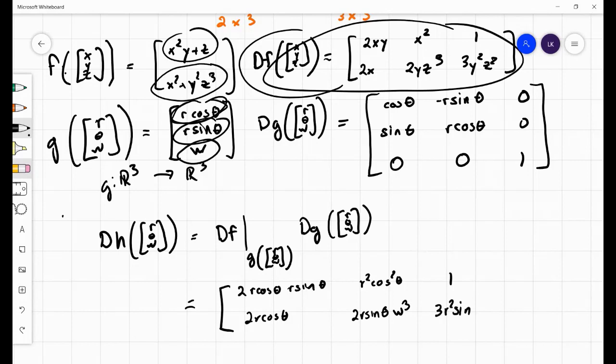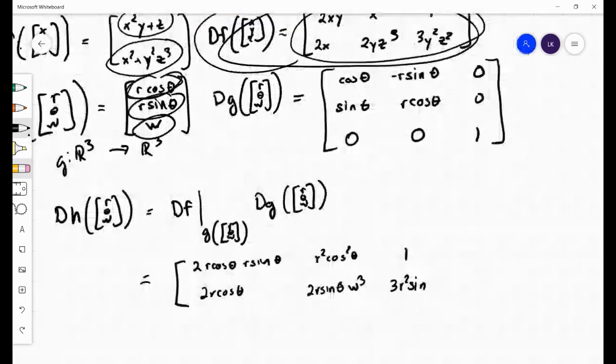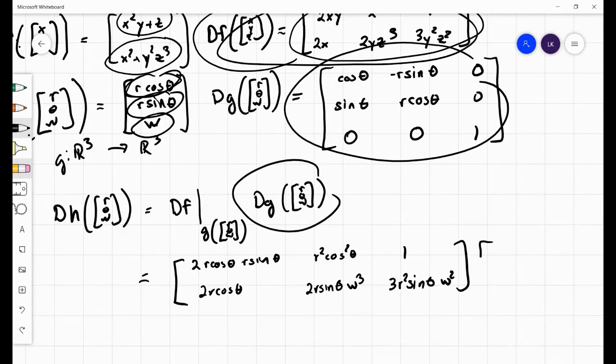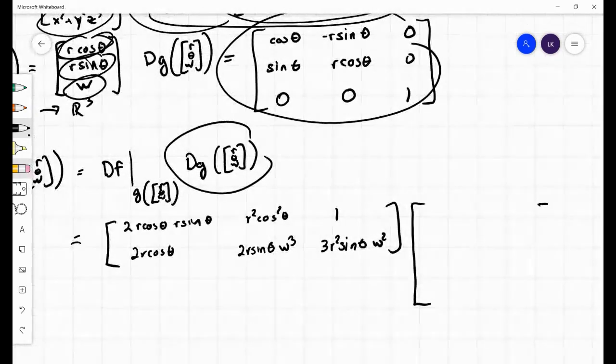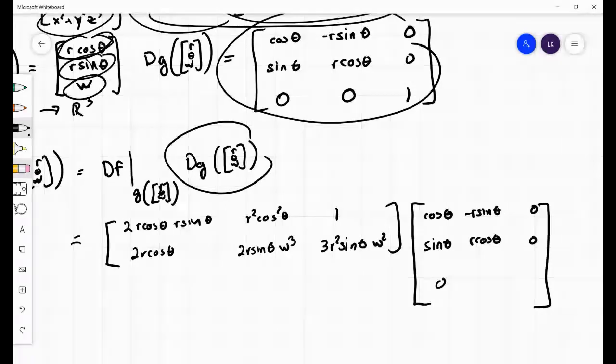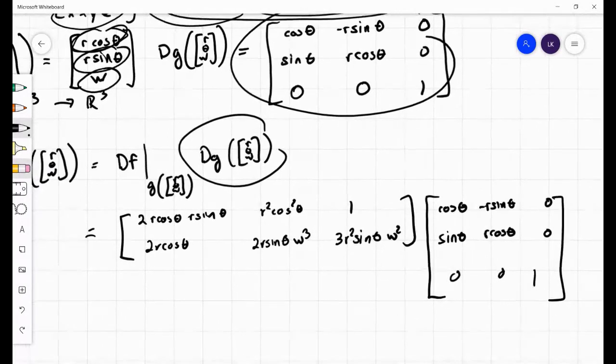Okay. So if you don't write this down, you have to evaluate what X, Y, and Z are by looking at G. That was so badly worded, I'm embarrassed. Okay, and then times the derivative of G. And if you multiply this, you would get the derivative matrix for H. All right.